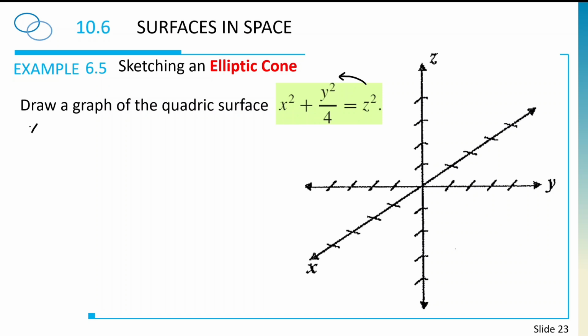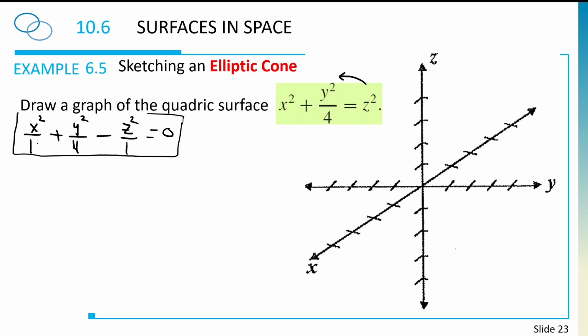So I need to see the equation as x squared over 1 plus y squared over 4 minus z squared over 1 equals 0. Now this equation, from its format, is all squared, one negative, equals 0. The one which equals 0 with one negative is a cone. So this is the elliptic cone. Now I need to see the traces.